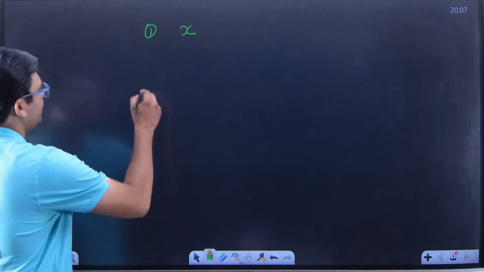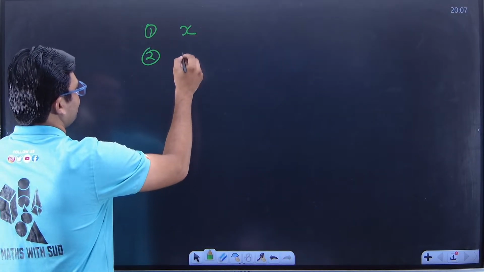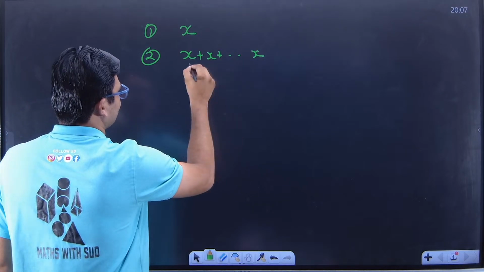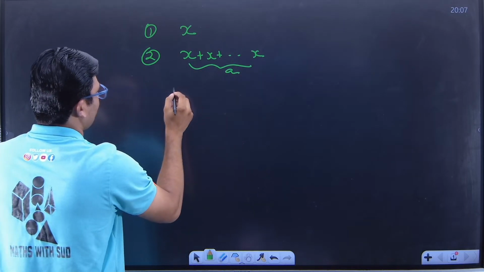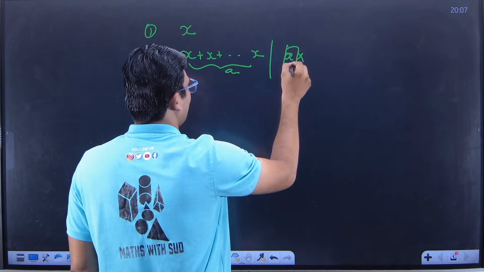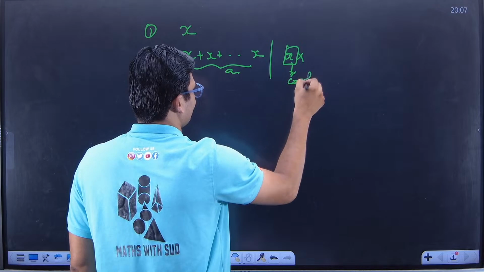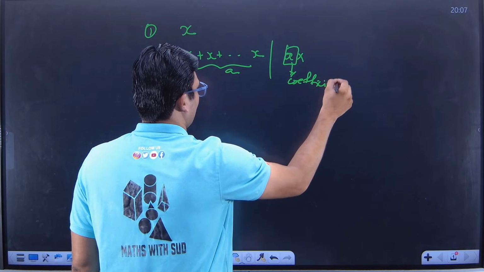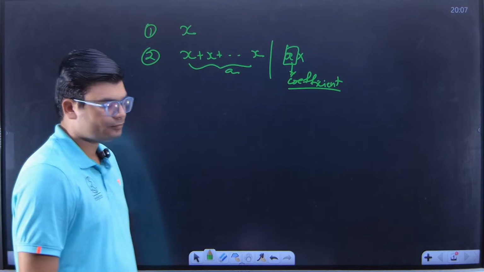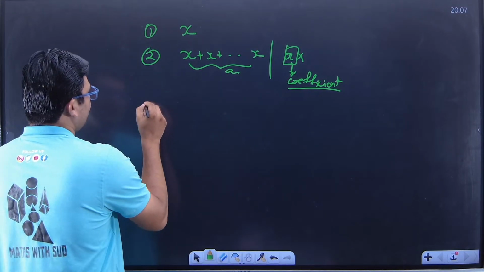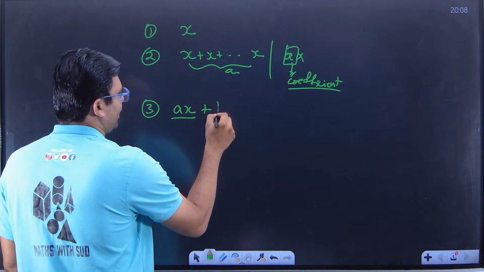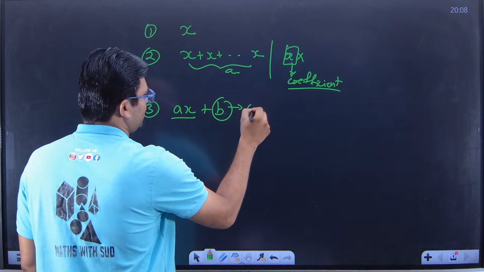Okay. The next thing we need to understand is that this x can be added how many times? It can be added a times. So the expression will now become ax. And what is this a known as? This is known as coefficient. Then the third case, the same coefficient with the variable can be added with a constant. So this b is known as constant.